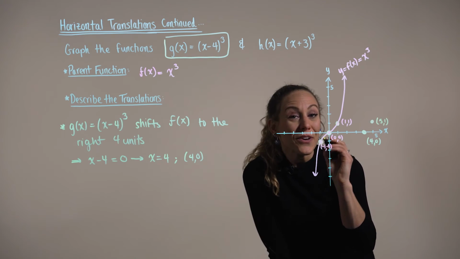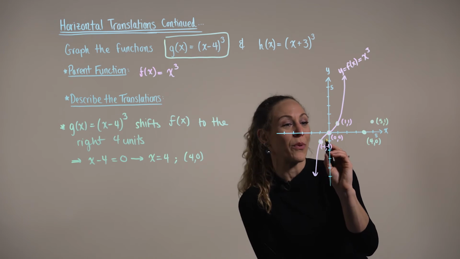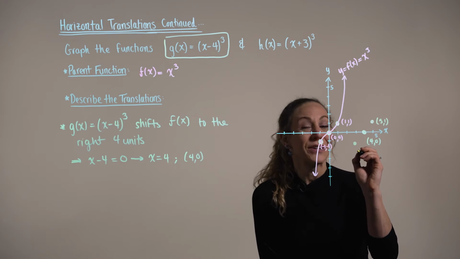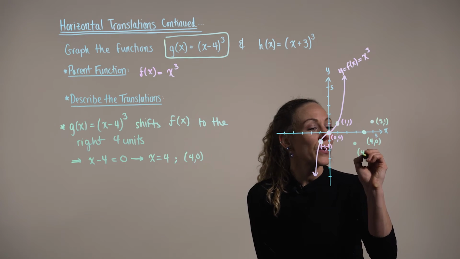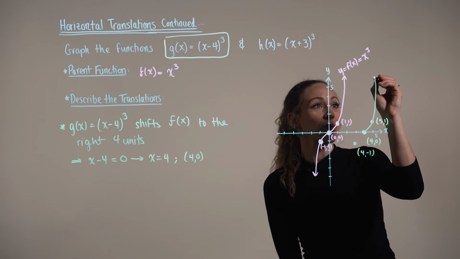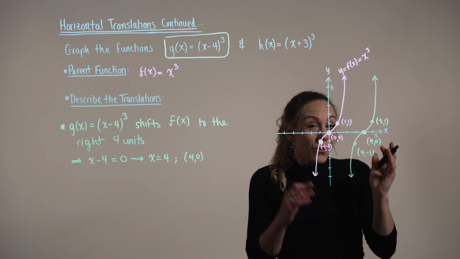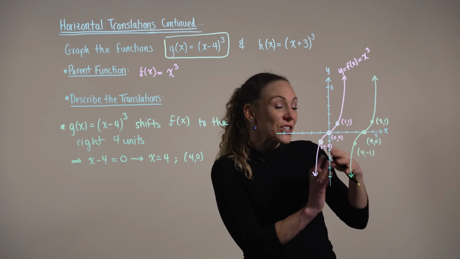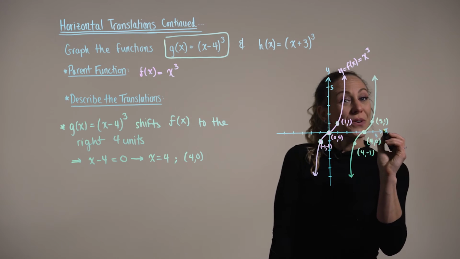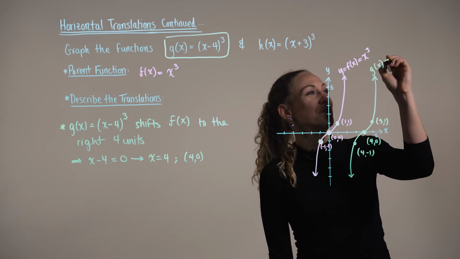And again, with our second point down here, negative 1, 1, we are shifting this ordered pair 4 units to the right, producing the solution point 3, 1. And connecting these points with a smooth curve, we again can see here that the shape of the parent function's graph has not changed. We've just shifted over 4 units to the right.